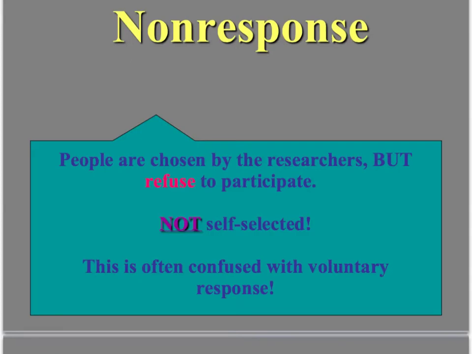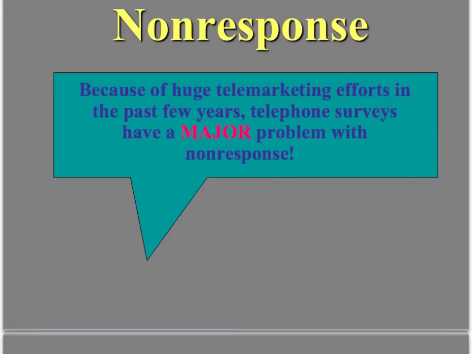So in a non-response bias source situation, people are chosen by the researchers, but those people refuse to participate. So they didn't self-select themselves to participate, so don't confuse it with voluntary response. It's people that refused to participate. And because of the telemarketing efforts in the past few years, there's a major problem with non-response when we're talking about telephone surveys. Even if you're not trying to sell something, because people have tried to sell things, no one wants to participate in a phone survey either.